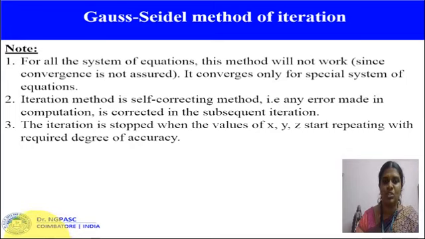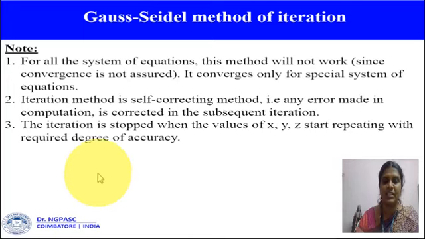So we will see a note. For all systems of equations, this method will not work. It converges for only special systems of equations. As we have seen already, this iterative method is applicable only for a certain system of equations, because for all systems of equations we cannot say that the diagonal elements can be dominant.